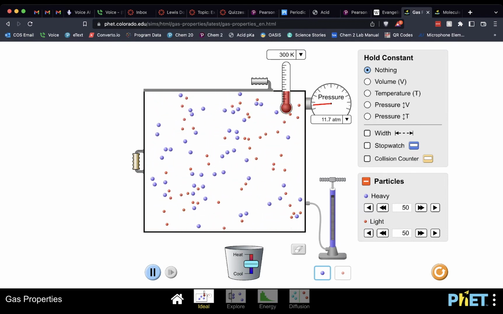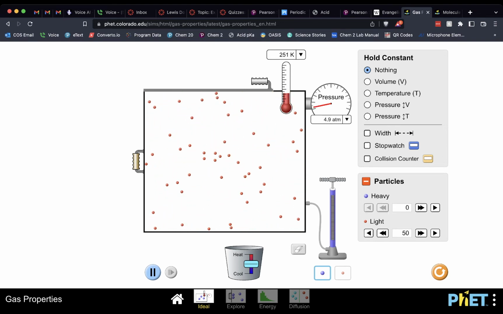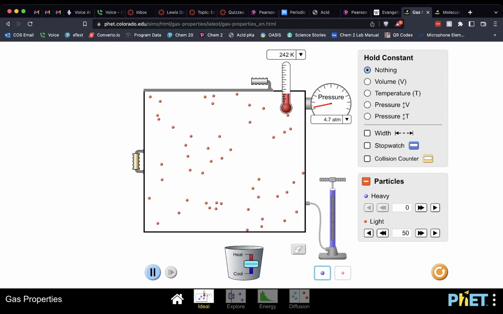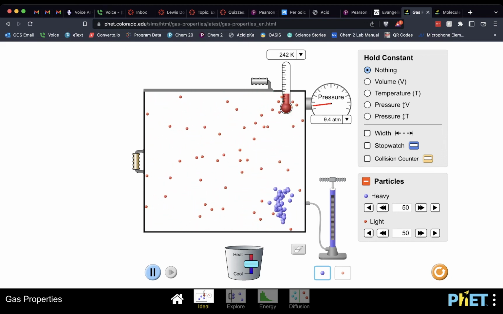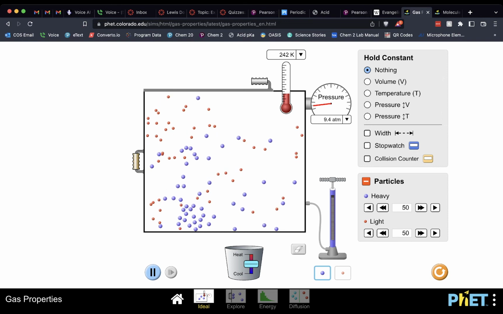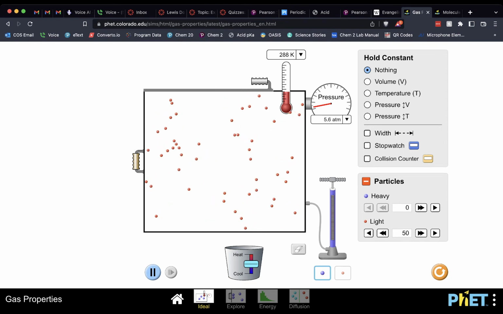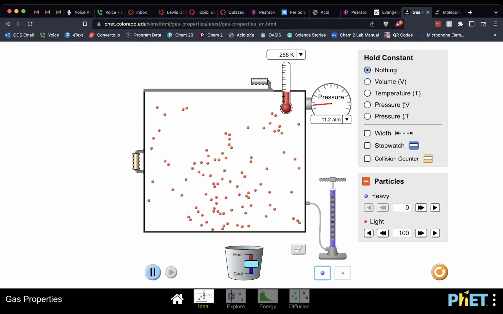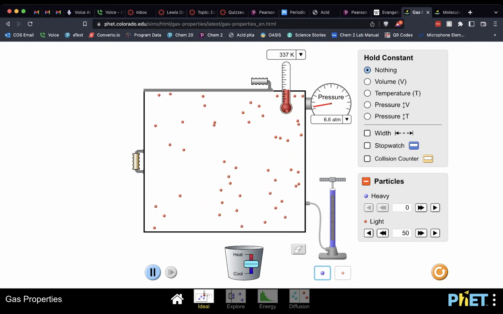If I remove, magically, all of the heavy particles, it should cut the pressure in half. Maybe I can add, there we go. Let's get it to, nope, I guess it can't be 5. 5 would have been nice. But if I add in new heavy particles, it doubles the pressure. But it doesn't matter what type of particles there are. So I could remove these heavy particles now. This is a little bit weird, but adding in another 50 light particles gets us up to 11.2. If I take those out, we drop back down to, oh, the temperature's changing.